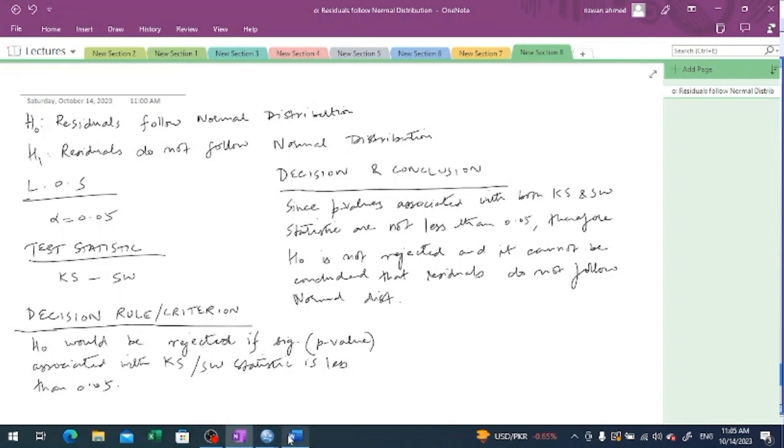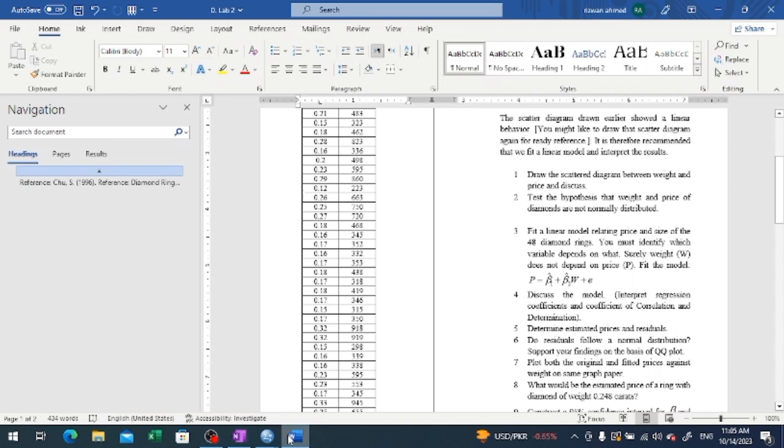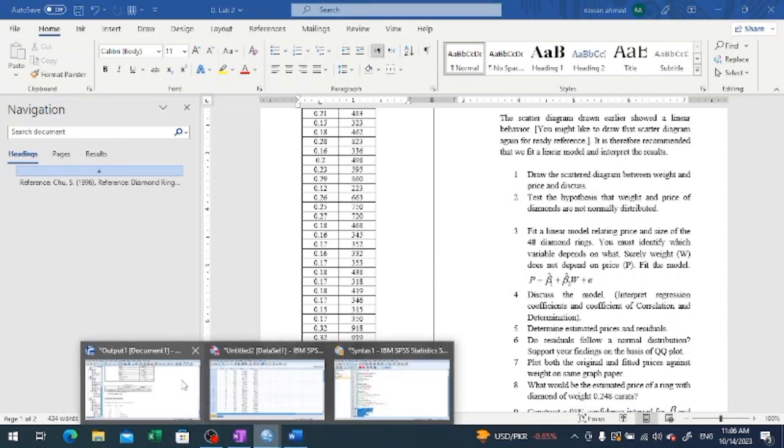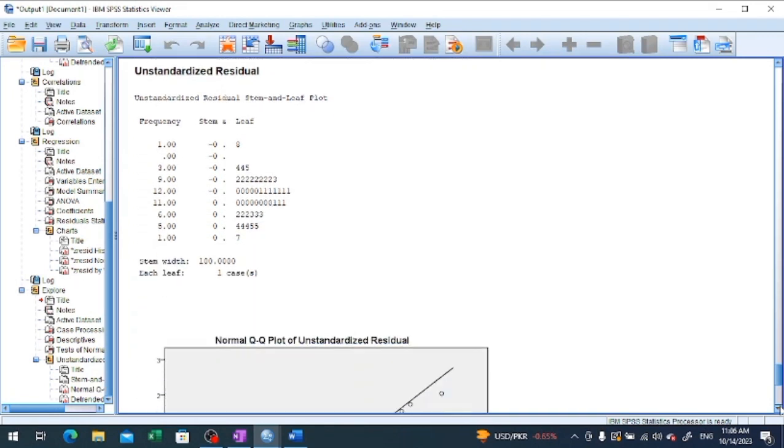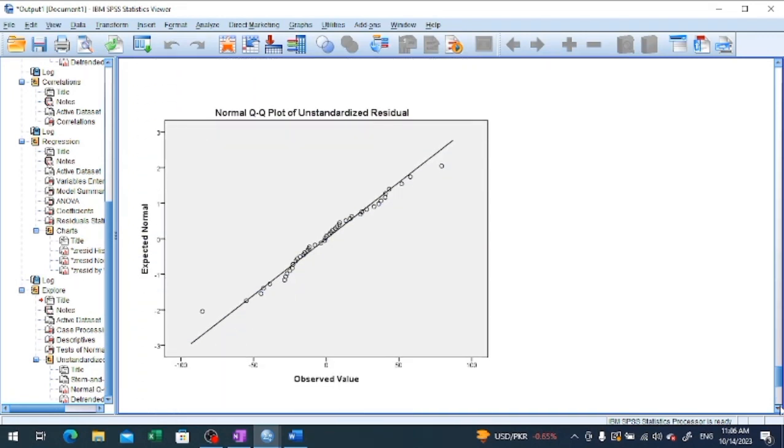Okay, now moving to the next part of the question, it is further asking us to state the basis of your non-rejection in support of your findings. So we can have a quick look on the QQ plot we are getting over here. You can notice only two observations are such that are little deviated from this line, that is the minimum and the maximum value.